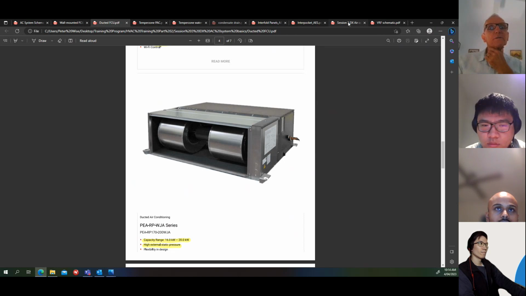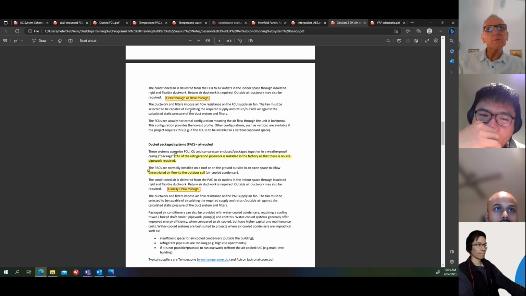Okay, ductwork and filters and other components in the ductwork impose airflow resistance on the fan coil unit supply air fan. So the fan has to be capable of circulating the required supply air and return air against the calculated static pressure of the duct system and filters. So you work out the static pressure and then select the unit to make sure the fan can achieve that static pressure. I'm sure you're all aware of that. That's really basic, fundamental, and very important.